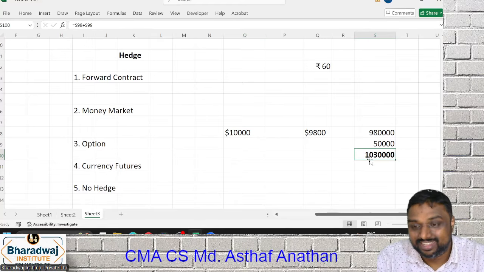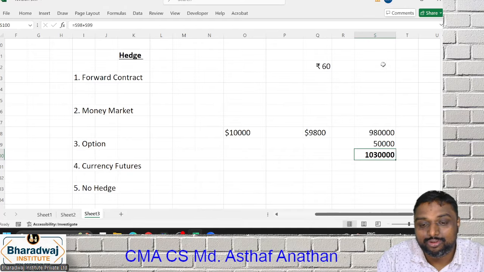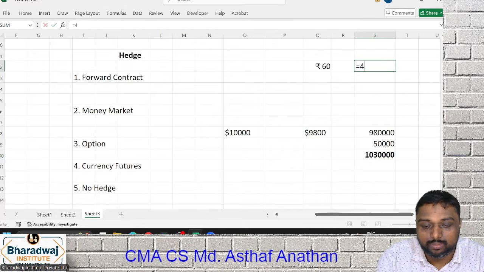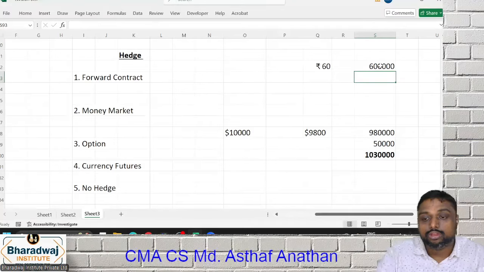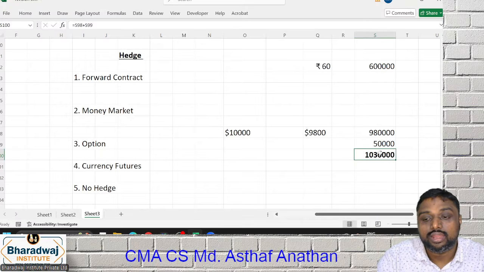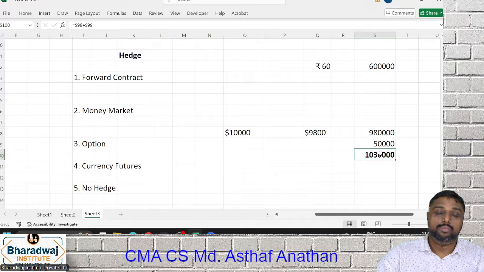10 lakh 30. That is your amount. See, now if you don't take the risk, what could be the amount you get? 10,000 into 60 rupees. You get only 6 lakh. Because of this hedging, you are getting what now? 10 lakh. So this is the strategy of money market hedge.